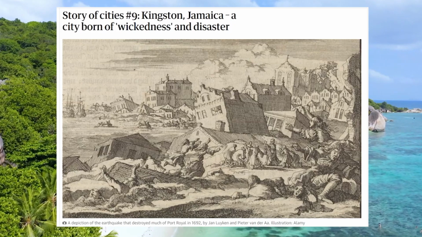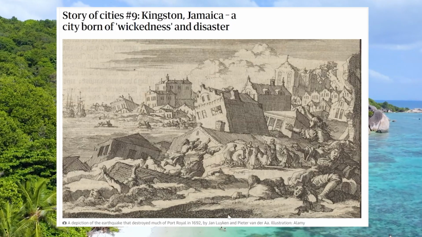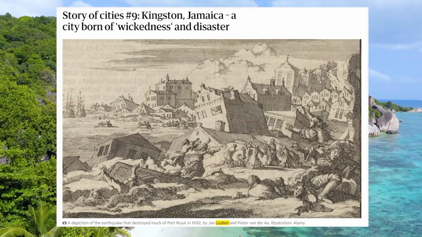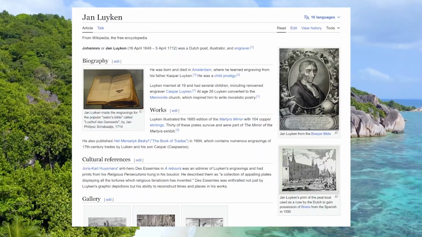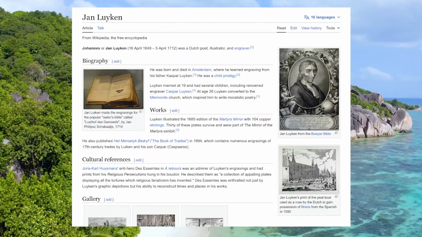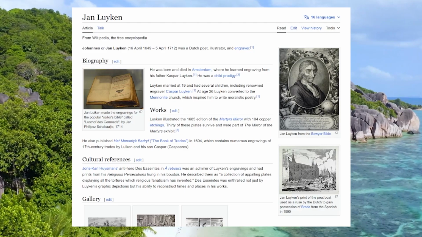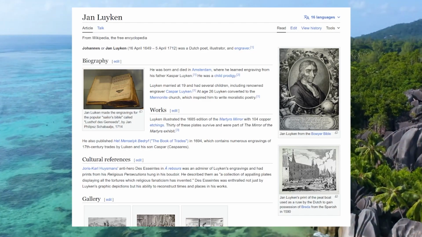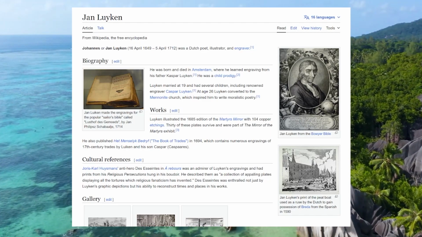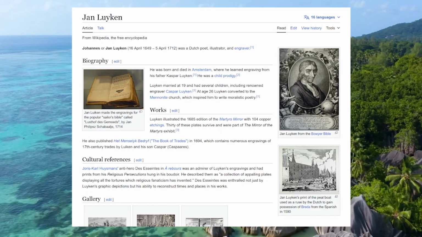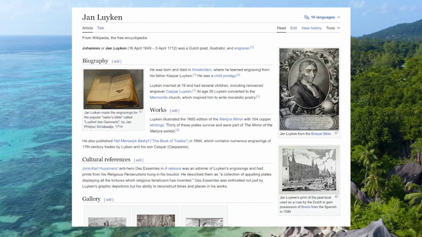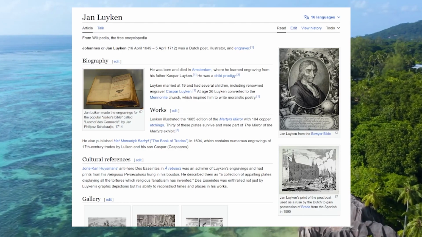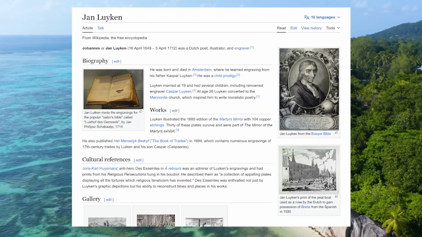This work is actually by, I'm going to slaughter this name, Jan Luyken or Luyken. Don't know how to say that. The Y is probably silent. All right, so that artist was alive from 1649 to 1712, so all this work is going to be right around the same time period as Remi Parr's work, the 1700s. He was born and died in Amsterdam, married at 19 and had several children, including the renowned engraver Caspar Luyken. But anyway, this seems to be passing through the family.